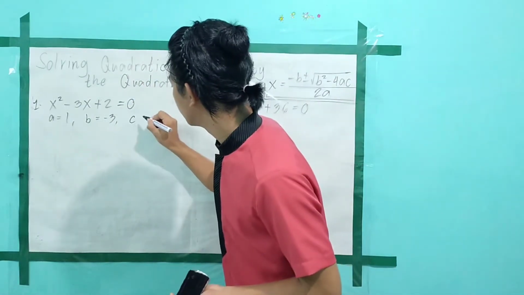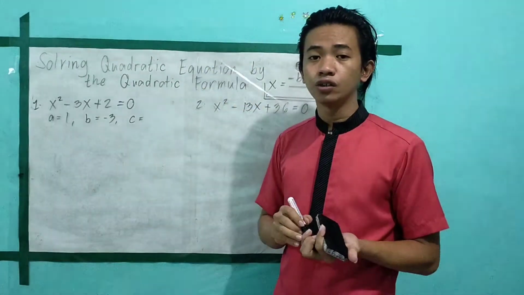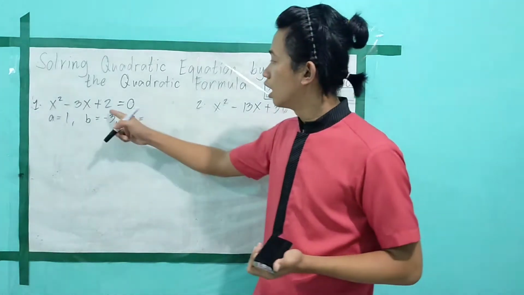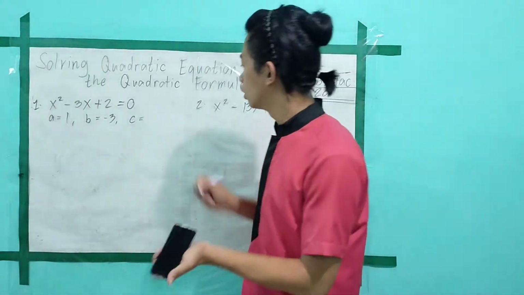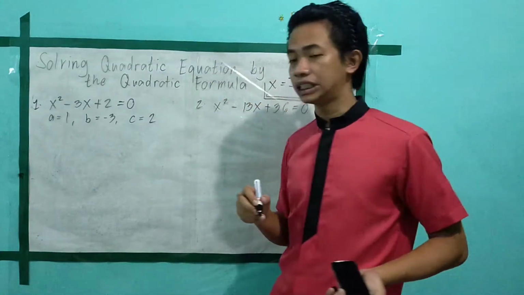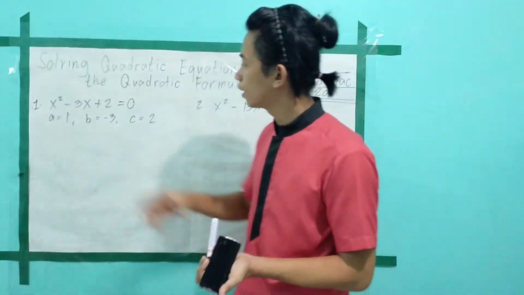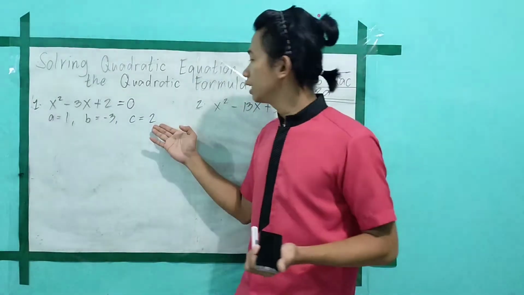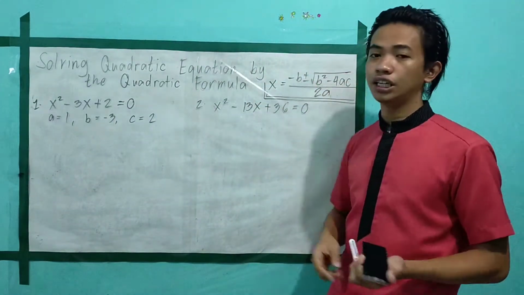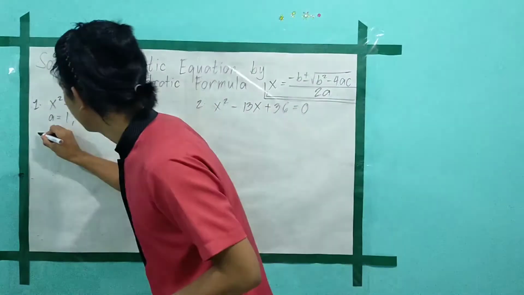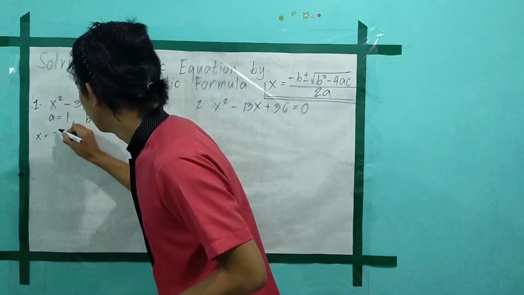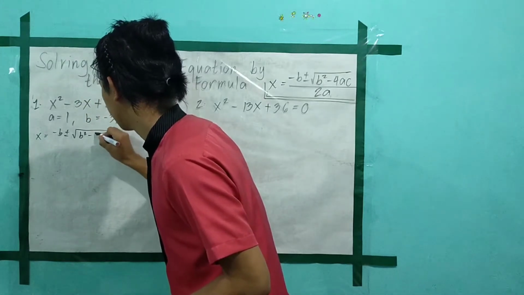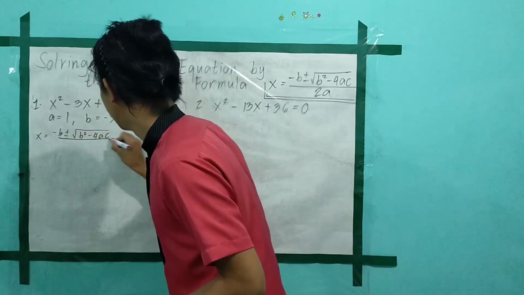Last one, our c. Yung c natin is yung constant number sa ating given equation. Ang constant number natin is 2. Therefore, 2 ang value ng ating c. Okay, so nakuha na natin yung value ng a, b, and c. Ang next step natin is i-substitute lamang natin siya sa ating formula. Okay, so copy natin ating formula, negative b plus minus square root of b squared less 4ac all over 2a.